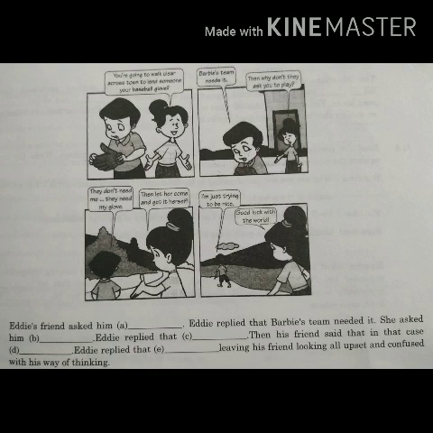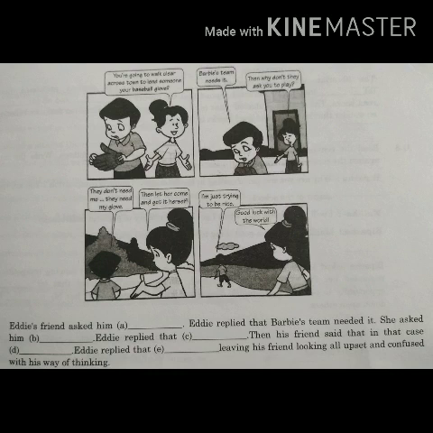Okay. Now, Eddie's friend asked him, a dash is given there. Eddie replied that Bobby's team needed it. She asked him, a dash is given there. Eddie replied that. Then his friend said that, in that case, B. Eddie replied that. A dash is given there, leaving his friend looking all upset and confused with his way of thinking.